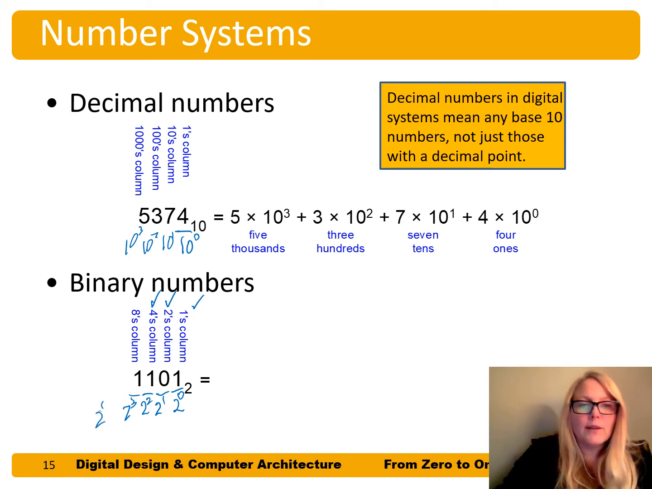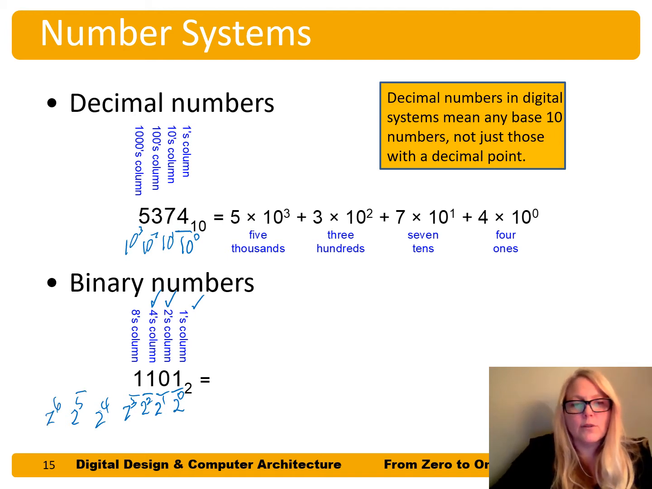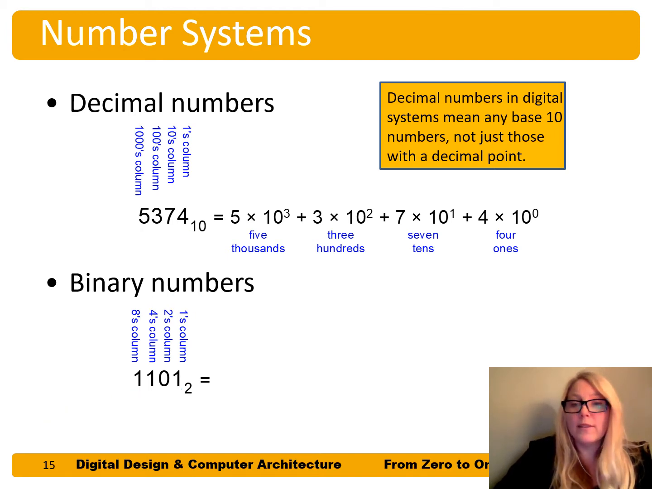And we could go on, right? We could have a larger number, 2 to the fours place, or the 16s place, 2 to the 5 or 32s place, 2 to the 6 or 64s place, and so on. And so to find out what value this represents, we multiply the value in that weight or that place by the weight and add them all together.